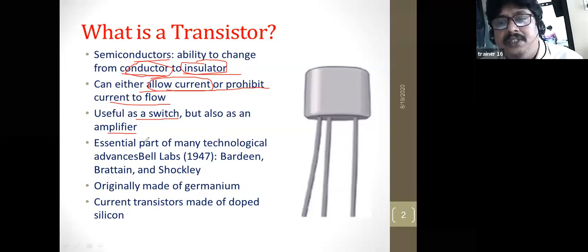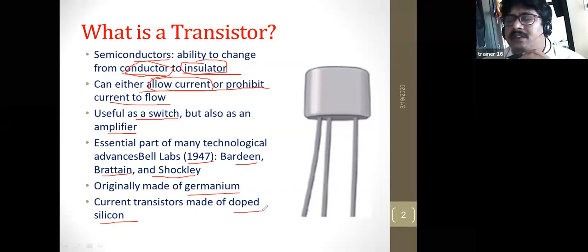And then these can be developed by the Shockley. See here, Shockley and Bardeen, Brattain. This transistor was developed by Shockley in 1947, and it was originally made of germanium material. Here, the current transistors are made of doped silicon. Almost all the sensors, these are devices made up of silicon.